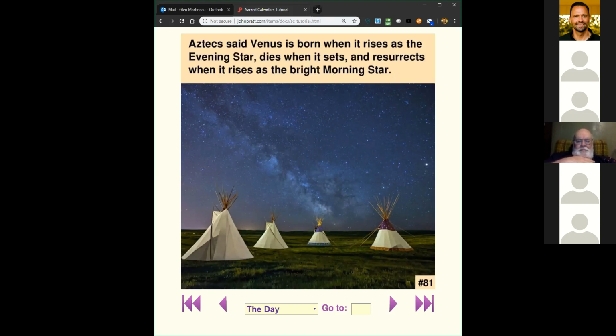They said at that time it goes into the underworld and fights. It sets, and then it resurrects as the bright morning star when it rises, as the morning star a few days later. So let's break this down even more now. Next slide, 82.